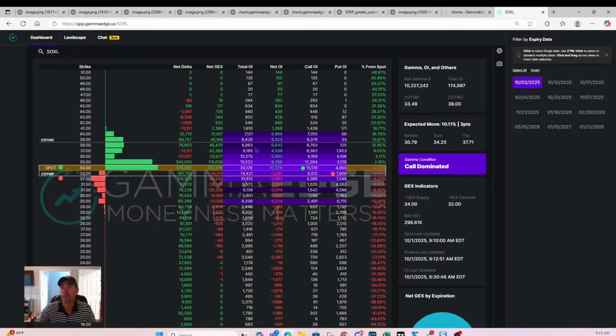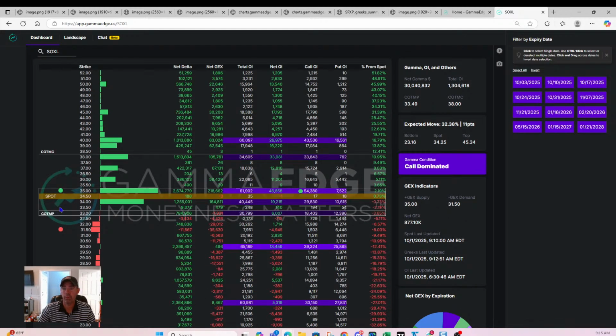So SOXL, call dominated, right at transition, PGEX COI right at spot price. Not really seeing much price appreciation there. Same thing, you're within transition on all expiries, so probably not a significant amount of price appreciation on SOXL.